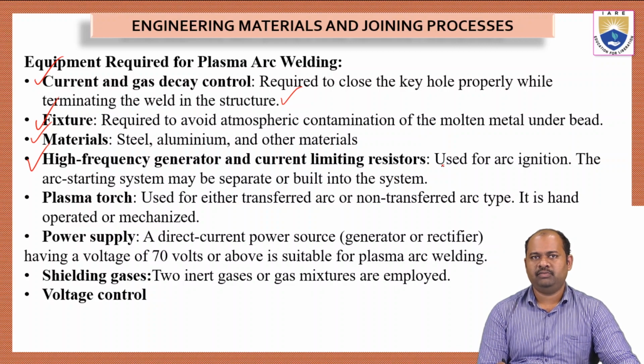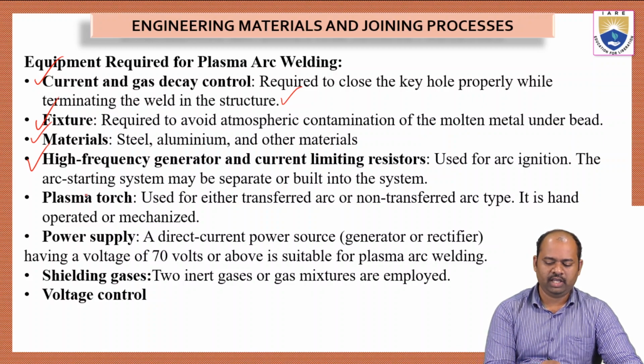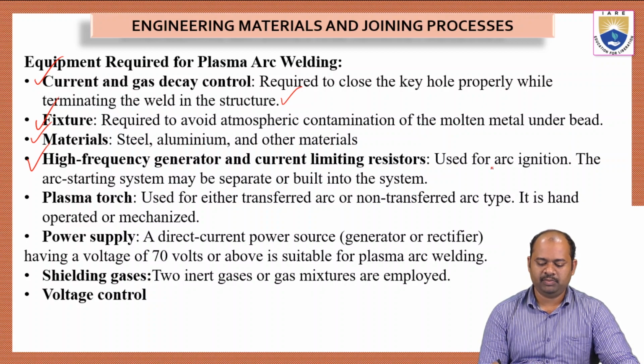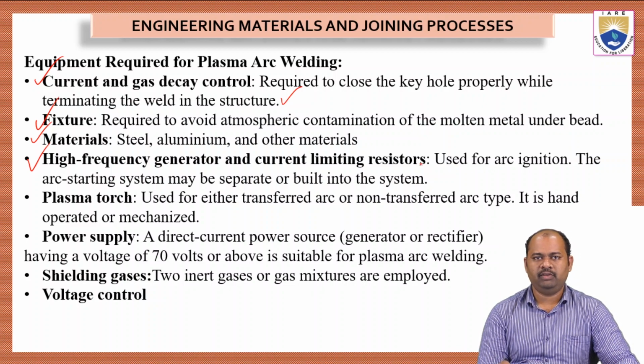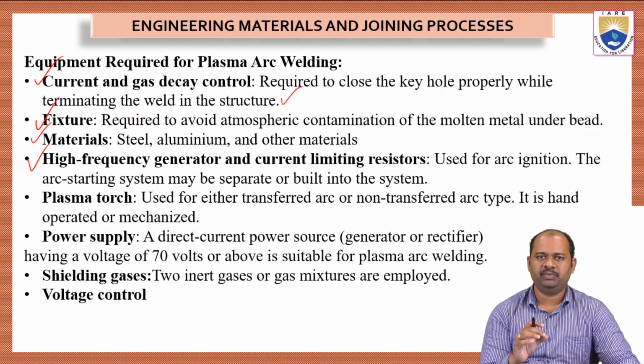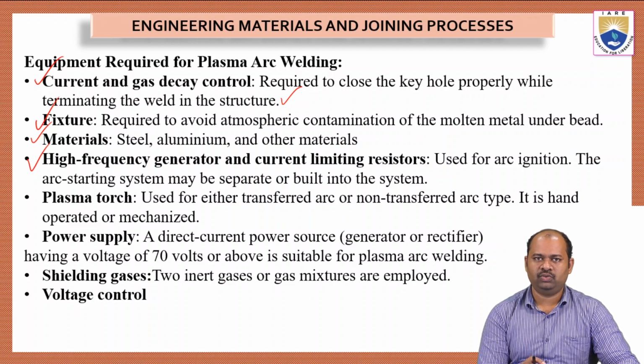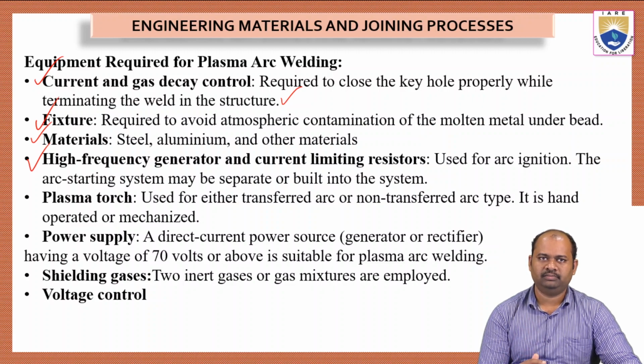So what is the purpose of this high frequency generator and current limiting resistors? This is used for arc ignition. The arc starting systems may be separate or built into the system. Whenever we want to switch on a plasma arc welding torch, we have to make sure that these high frequency generators are connected to the electrode. Whenever the high frequency generator sends a current pulse, it will form a spark. This spark is used to produce an electric arc, that means it is used to produce the plasma.